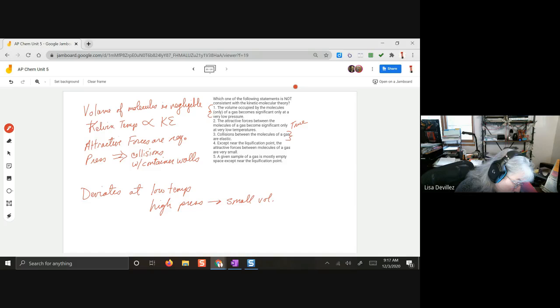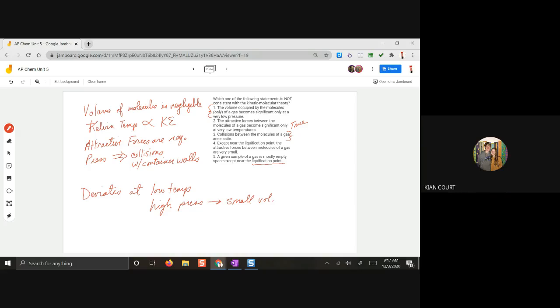Let's see, except near the liquefaction point, attractive forces between molecules of a gas are very small. Yes, that's what we're assuming in kinetic molecular theory. And a given sample of gas is mostly empty space. That's like meaning if it's close to the temperature where it's going to condense, which would be considered a low temperature. Does that make sense? Yes, ma'am. Thank you.